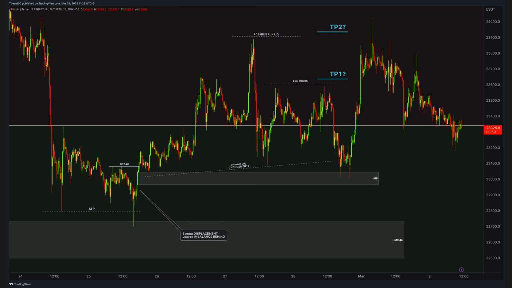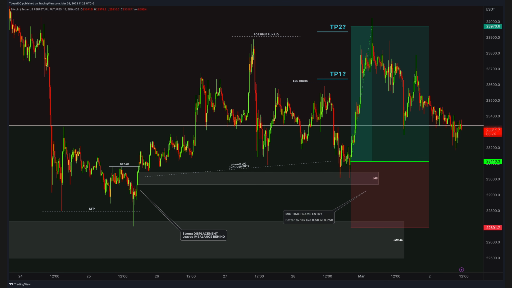Now, how to enter this trading setup? I used the 4-hour time frame as my main high time frame. For this 15-minute time frame, I can consider this as a mid or low time frame. Let's assume this is a mid time frame entry.